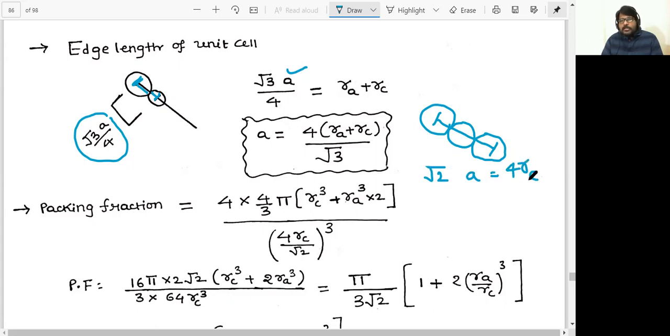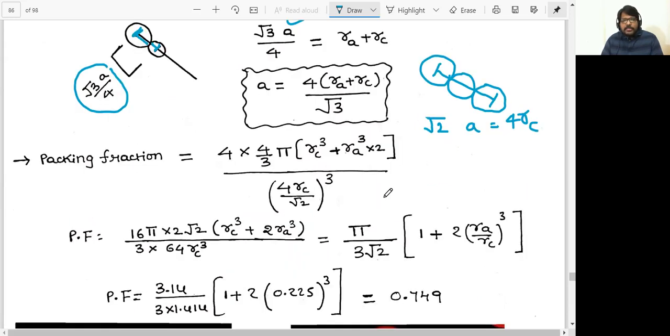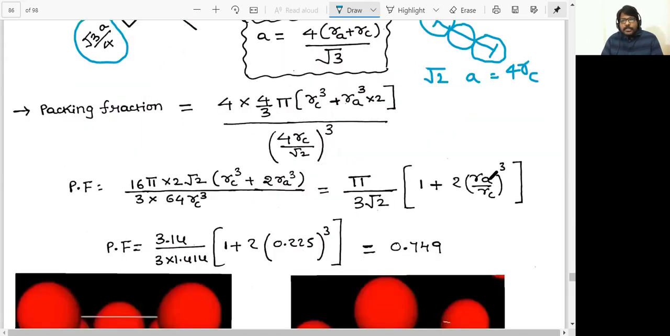Send this root 2 to the opposite side. Then the volume of unit cell is a cube, so a cube is equal to (4 r_c by root 2) whole cube. Further simplification you can do. This is the important thing you need to know. Here the anion is occupying the tetrahedral void. You already know the radius of a tetrahedral void will be 0.225 times the radius of the particle forming the lattice. So this ratio can be taken as 0.225, and ultimately if you simplify, you get packing fraction equal to 0.749.